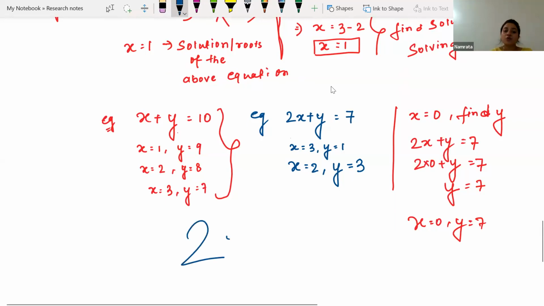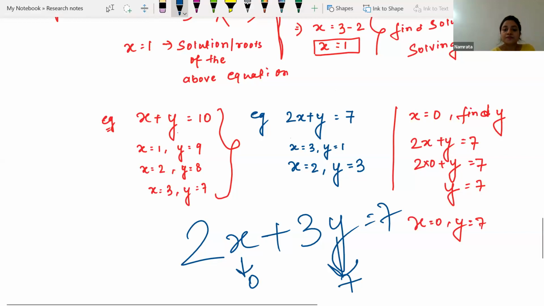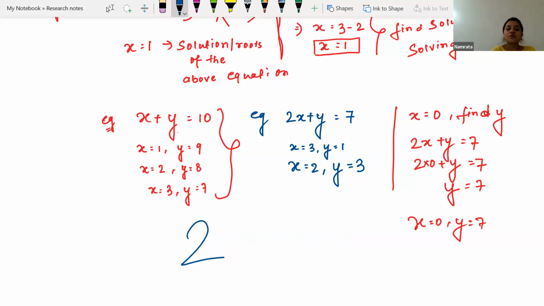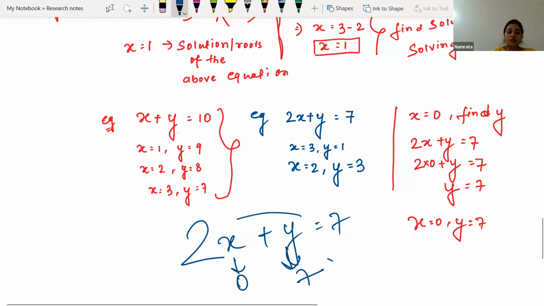What is our equation? 2x plus 3y equals 7. 3y was not there, let me do the correction. Our equation was 2x plus y equals 7. Here, when you put x equals 0 and y equals 7, will this give you 7, the whole calculation? Will it give you 7?